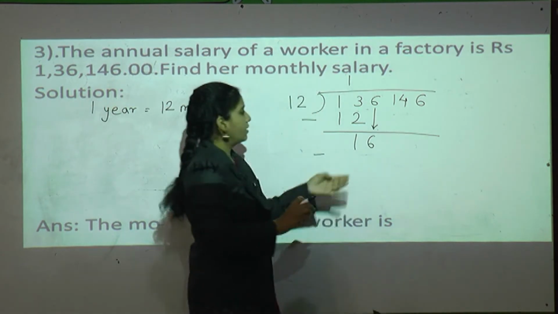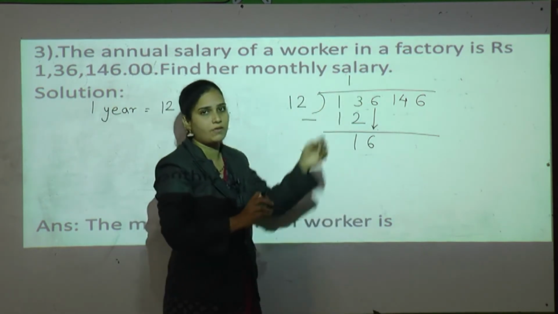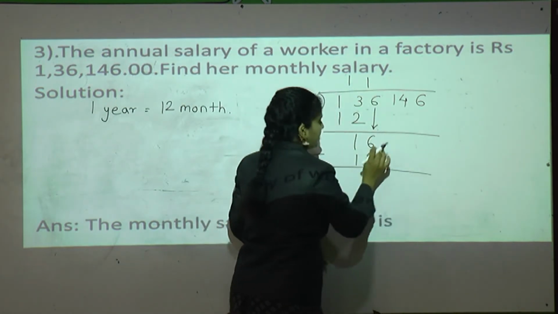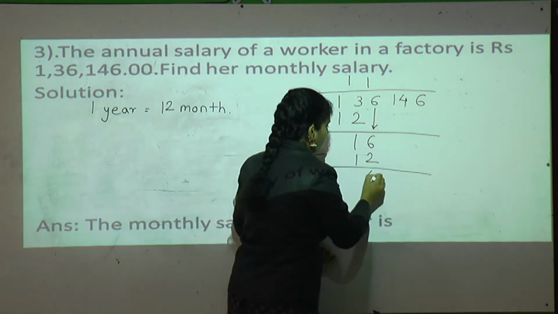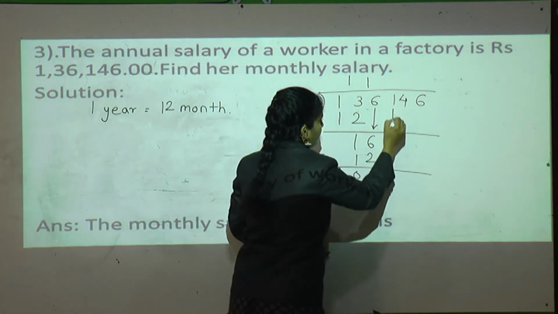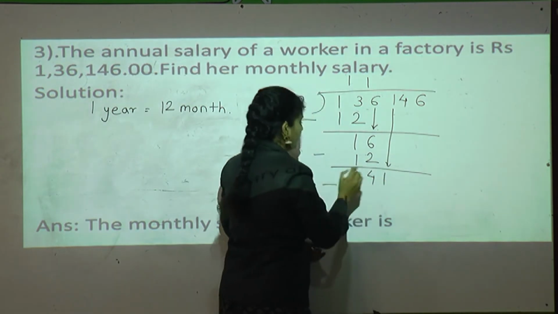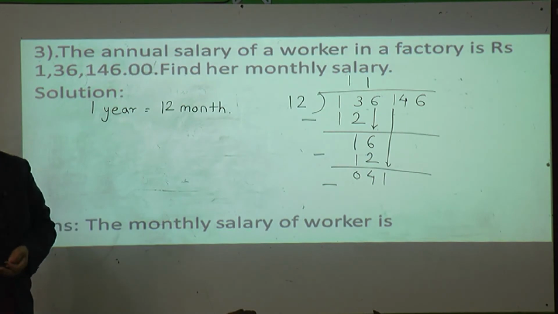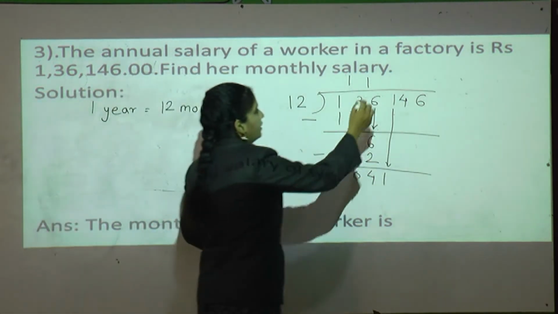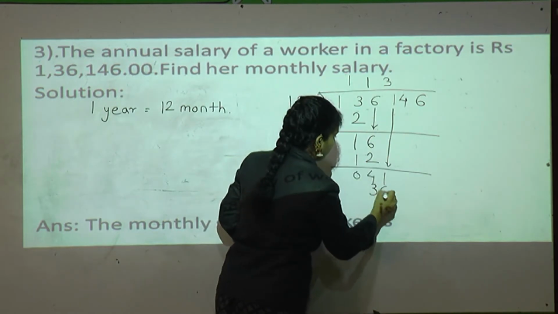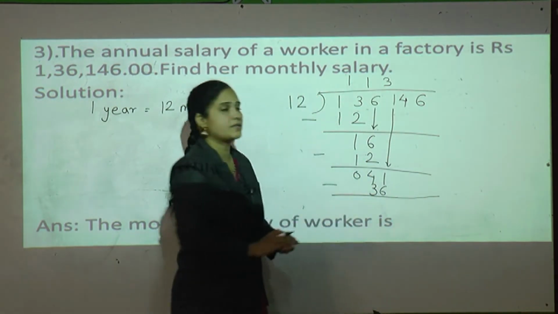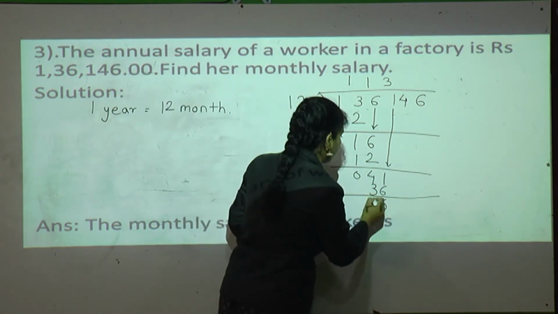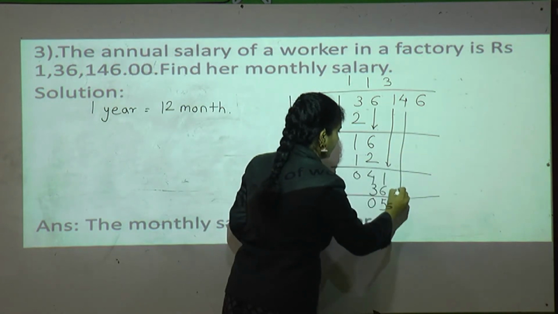So what will come here students? 12 ones are 12. 16 minus 12, 4. Good. Now this one will come here. Now what we will do students? Yes, tell me. Now here 12 threes are 36. So if we subtract 36 from 41, here we will get 5. Now this 4 will come here.